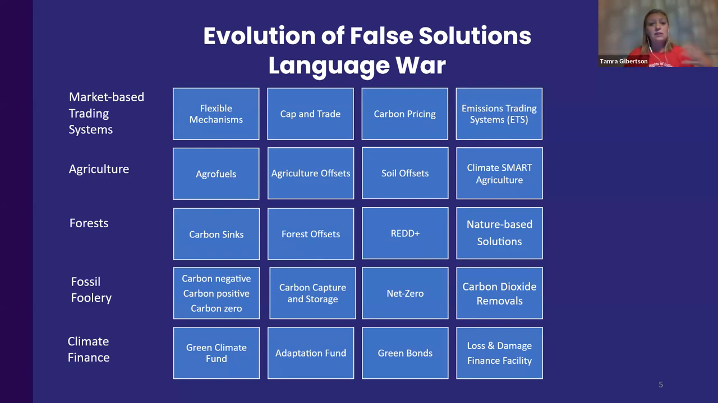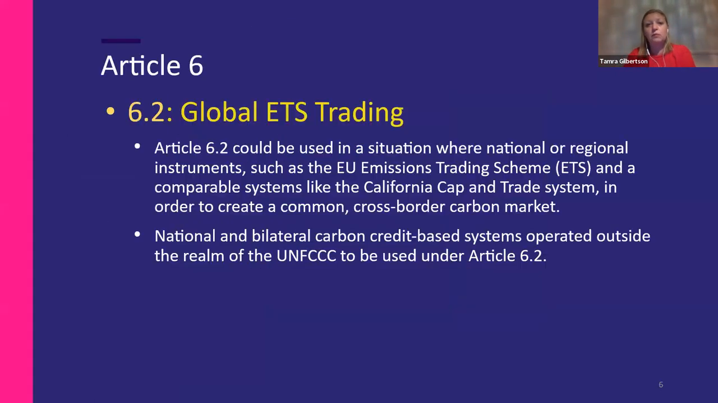We continue to see language around carbon negative or carbon zero, and these different languages used for carbon capture and storage, also net zero emissions, housing all of these things, and now a push for carbon dioxide removals. And then there are more shifts in carbon finance as well, which I'm not going to talk about today.